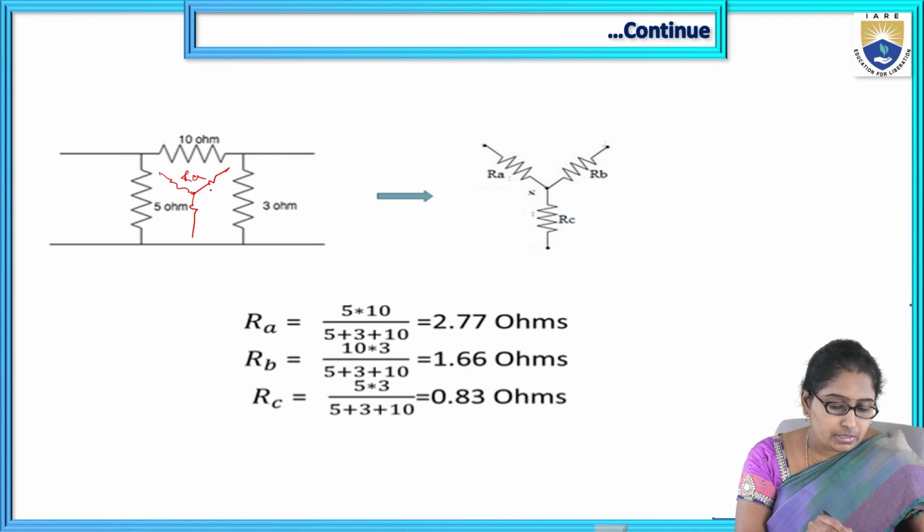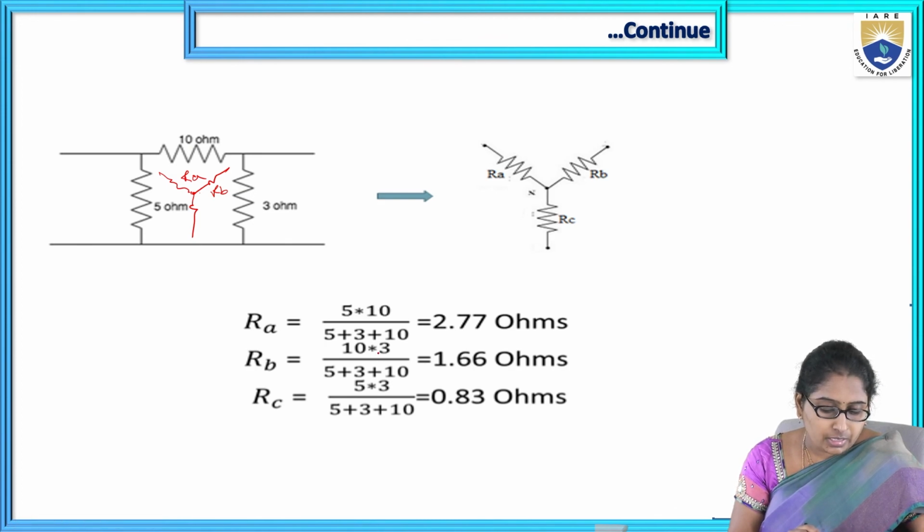Next, the second element RB. RB is given by the product of its adjacent two elements in delta, that means 10 into 3, over, again the same denominator, the sum of the three delta elements 5 plus 3 plus 10. So 30 by 18 gives 1.66 ohms. Next, RC, the third element. The product of its adjacent delta elements, 5 into 3, over 5 plus 3 plus 10. So 15 over 18 gives 0.83 ohms.